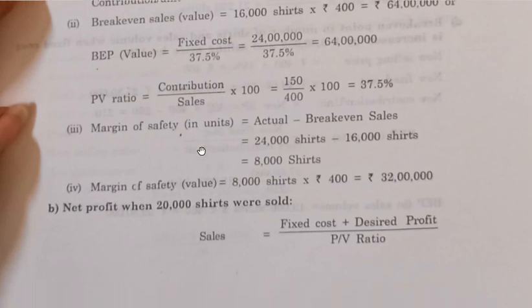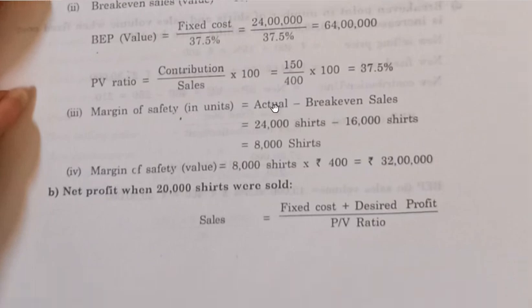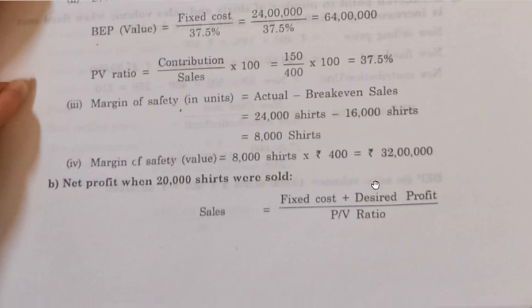Moving on to margin of safety in units, actual sales minus your BEP. So actual sales we are estimating to be 24,000 shirts minus your 16,000 shirts. So you get 8,000 shirts as your margin of safety in units. So what is your margin of safety in volume? Into 400 rupees, which is equal to 32 lakhs.